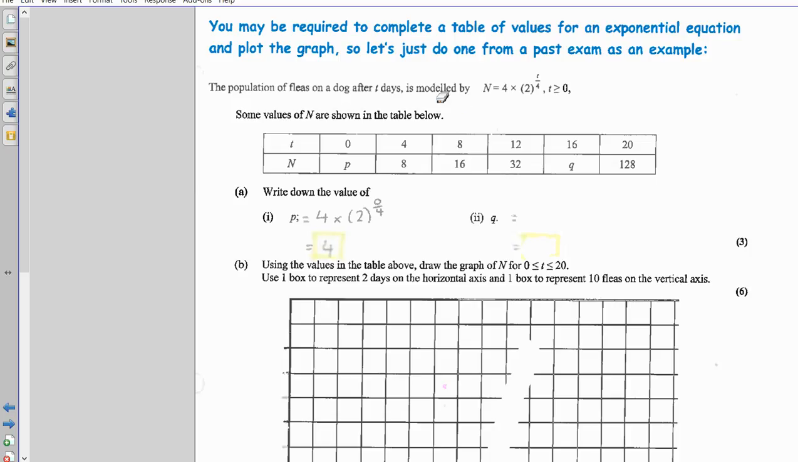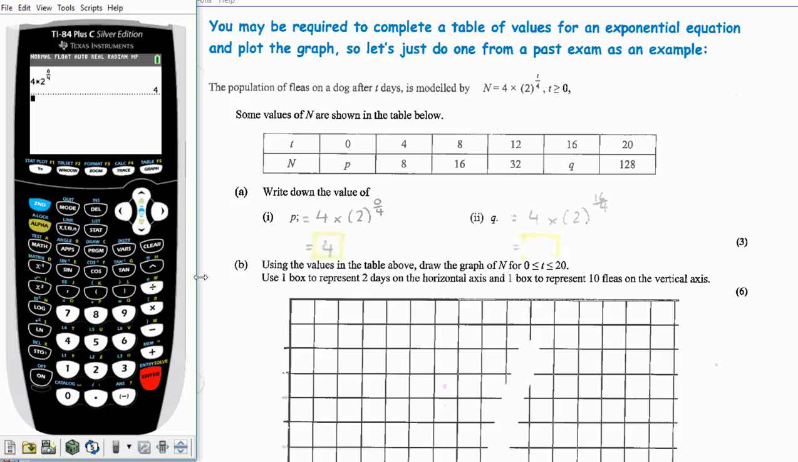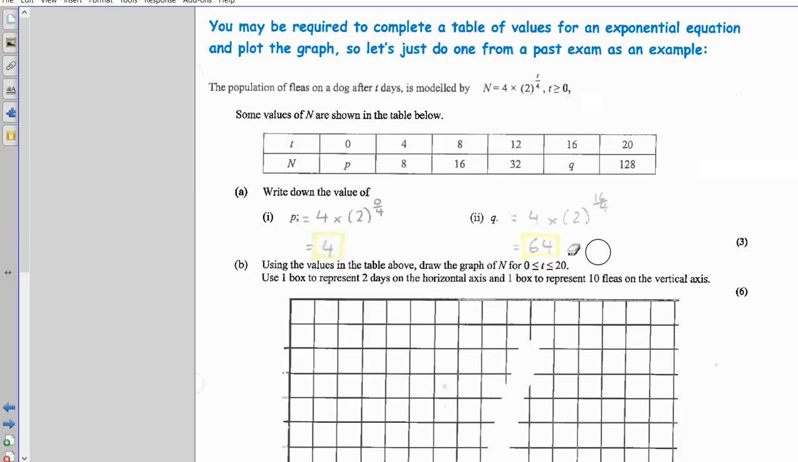But let's see what happens. Notice that this shows some kind of growth. So by the time it's at 16 days, we imagine there'll be a lot more fleas on this poor dog. So 4 times 2 to the power of 16 over 4. Make yourself write this out. The 2 doesn't have to be in brackets, but I just do because that's what they did here. Plug that into your calculator: 4 times 2 to the power of, alpha y equals n slash d, 16 over 4. And you get 64. So after 16 days, this poor dog has 64 fleas on its body.